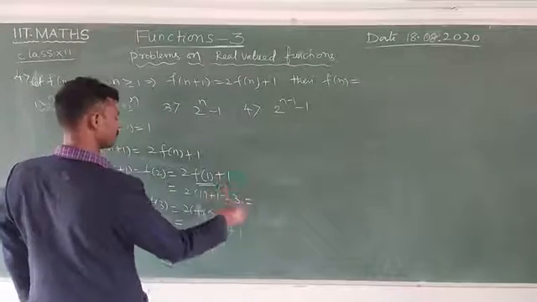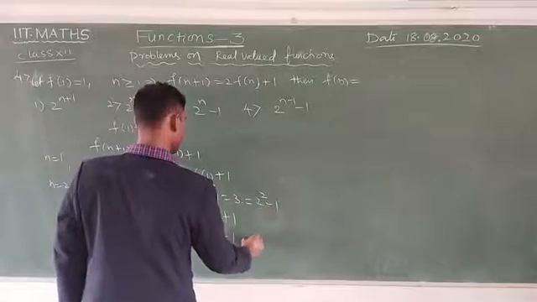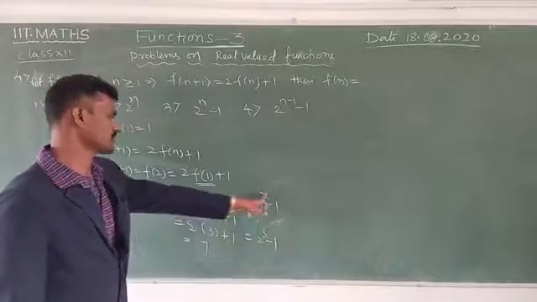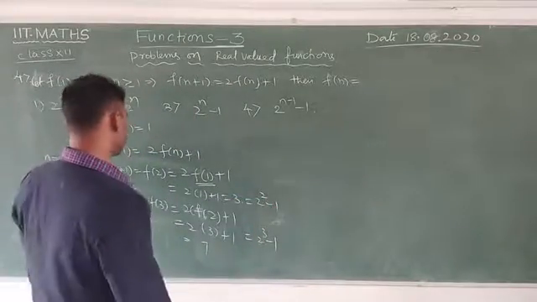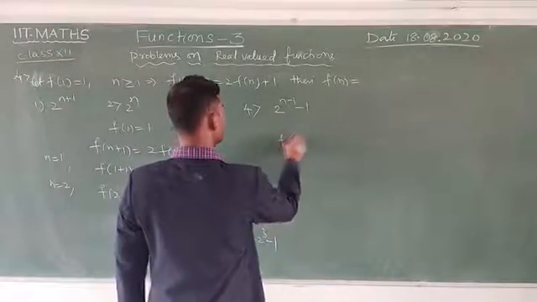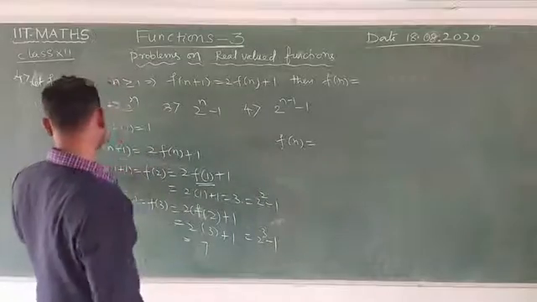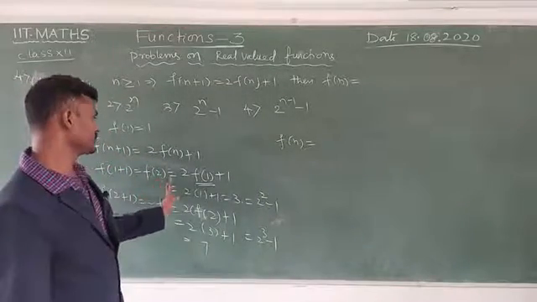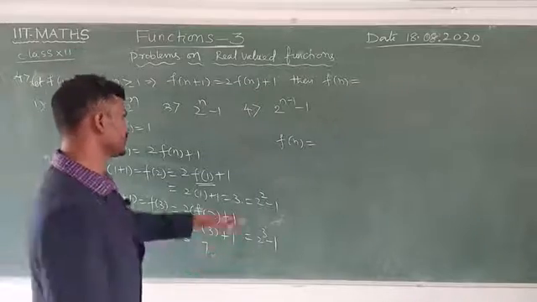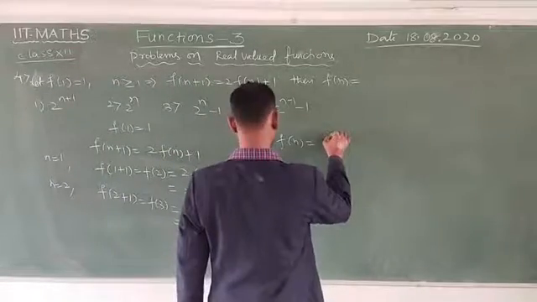Now see here, this one is written as 2 square minus 1. Here 2 cube minus 1. 2 cube is 8 minus 1 is 7. 2 square is 4 minus 1, that is 3. Now here f of n is written as here, this is f of 2 means here 2 square minus 1. f of 3 means here 3 square minus 1. Then f of n means here 2 power n minus 1.